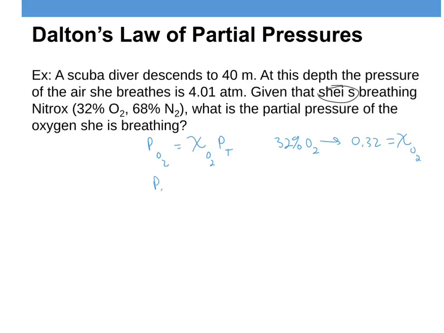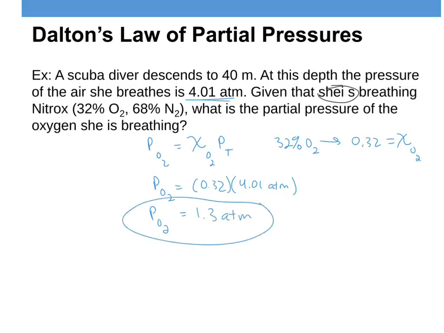So it's going to be pretty straightforward. I just need to pop that in here. And my total pressure, they said, was 4.01. And then I just multiply those together. So apparently my partial pressure of oxygen is 1.3 atmospheres.